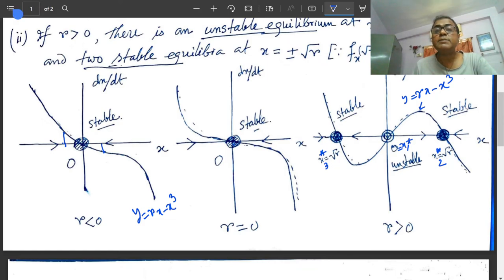Obviously this is positive, dx/dt positive, so put here a right-handed arrow. This dx/dt is negative, so put here a left-handed arrow. So this point x3 star is a stable equilibrium, and x equal to x1 star equal to 0 is an unstable equilibrium. This is negative, dx/dt negative on the left-hand side, so put here a right-hand arrow, and dx/dt is positive, so put here a right-hand arrow, and so x1 star is a repulsive point, so this is the unstable equilibrium.